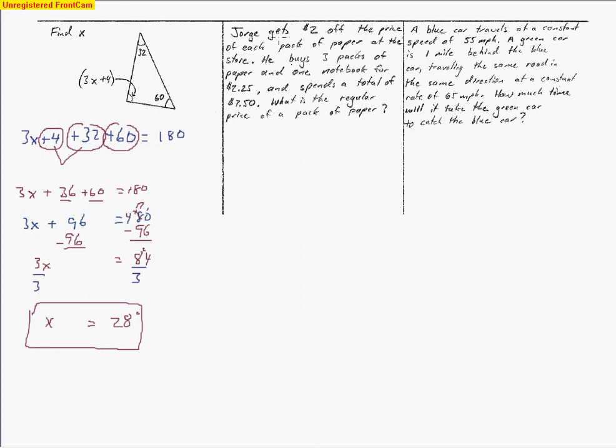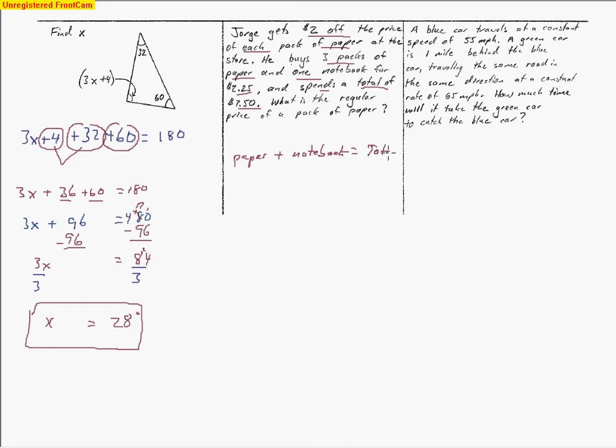Here it says Jorge gets $2 off the price of each pack of paper. At the store, he buys 3 packs of paper and 1 notebook for $2.25 and spends a total of $7.50. Alright, so we've got this paper. He's going to add on a notebook, and it's going to equal a total.